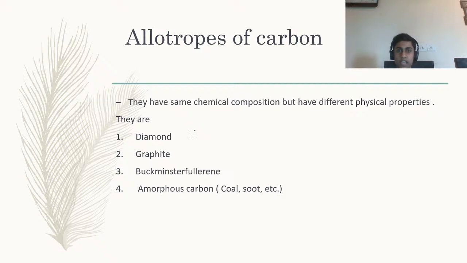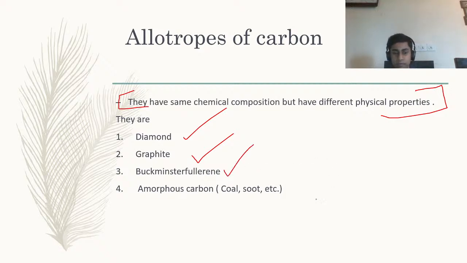Some examples of allotropes, as we call them, which have the same chemical composition but different physical properties, are diamond, graphite, Buckminsterfullerene, which belongs to the fullerene family, and amorphous carbon. We'll not look at amorphous carbon now. It's just a non-crystalline form of carbon, which includes coal, soot, lamp black, carbon black, etc. It goes on.